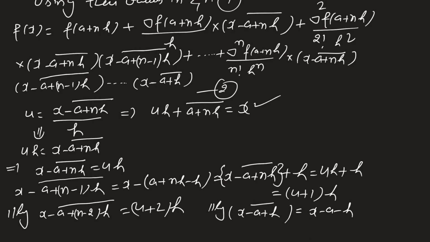So what is the value of x? x is this one. So I am going to put it over here. It will be u plus a plus nh minus a minus h. This a to a will cancel out. Done. So this h will be common. So we are left with u plus n minus 1 h. So this is the last value.